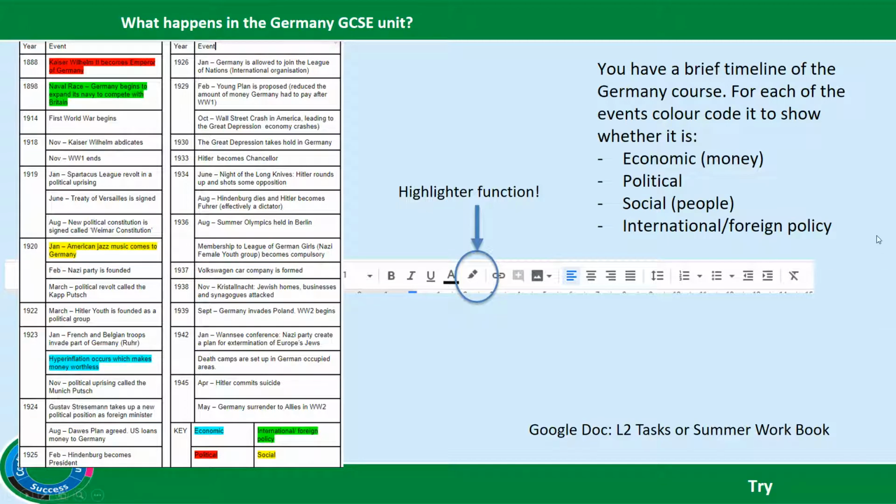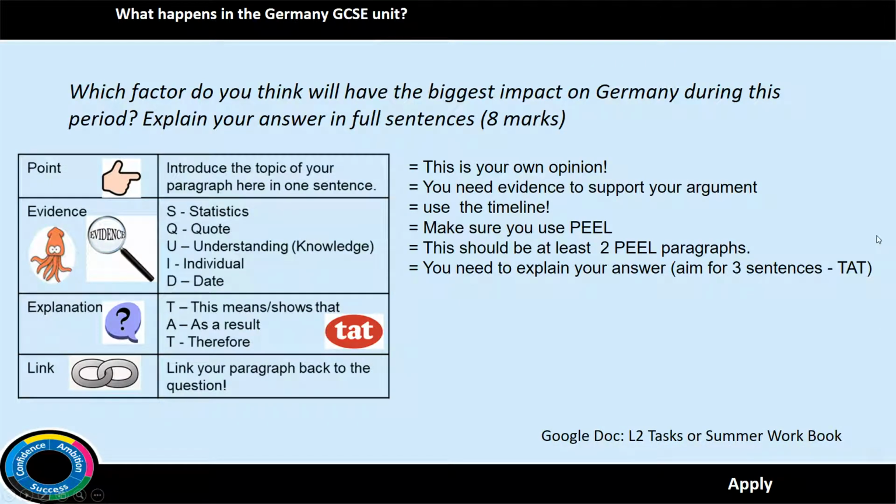Your next task is an 8-mark question. Which factor do you think will have the biggest impact on Germany during this period? Explain your answer in full sentences. You need to look at the economic, social, political, or even international. You're picking one of those. But this is your own opinion. There is not a right answer.